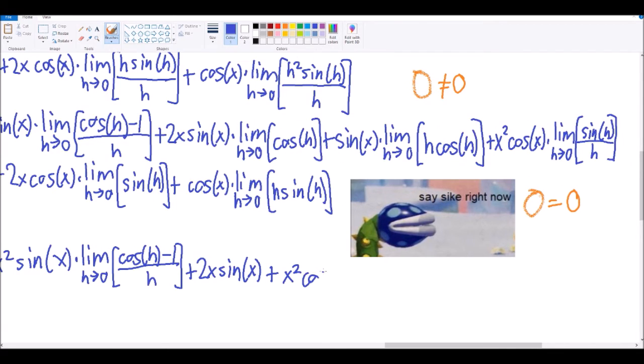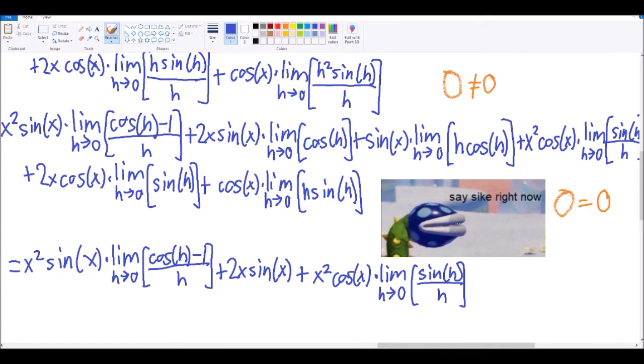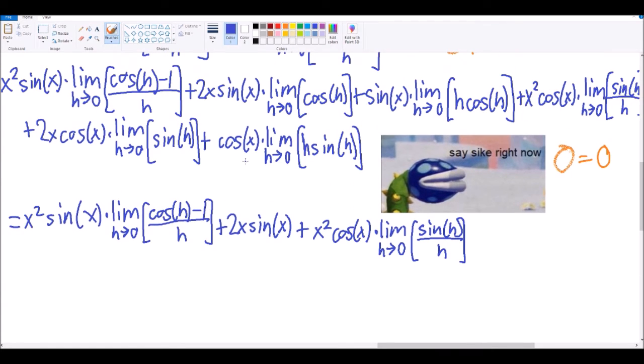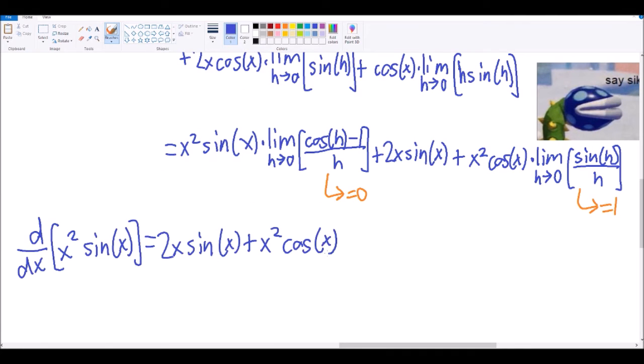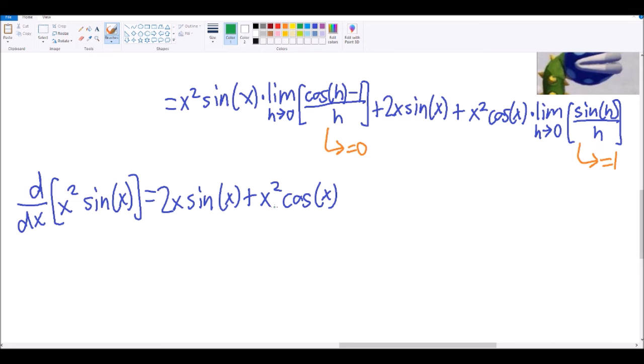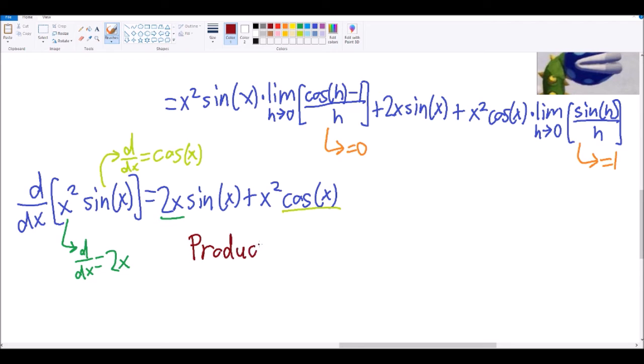Now we need to remember back to last episode when we used brute force to find these remaining limits. We found that the limit as h approaches 0 of cosine of h minus 1, all that over h equaled 0, and that the limit as h approaches 0 of sine of h over h equaled 1. And there we go. That is the derivative of x squared times sine of x. Now, notice that the derivative of x squared is 2x, and the derivative of sine of x is cosine of x. This reveals the pattern that defines the derivative product rule for any two functions.